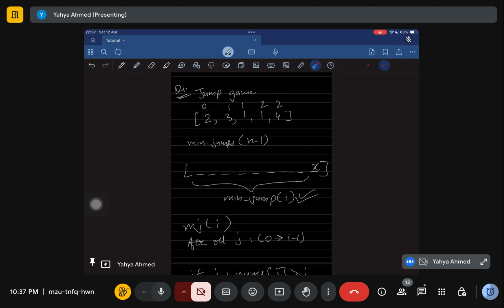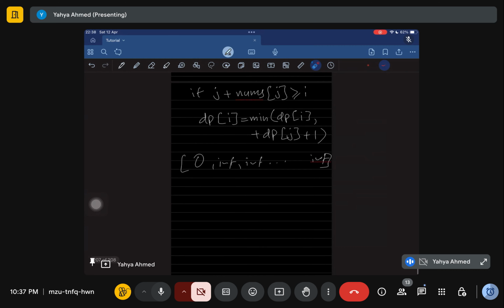Does everyone understand this approach? We can move on to the next question. Okay. In case you guys want to do this yourself, it's called Jump Game 1 and Jump Game 2 on LeetCode. Jump Game 1 is the true and false wala. Jump Game 2 is the minimum jumps wala. Let's move on to the next question.